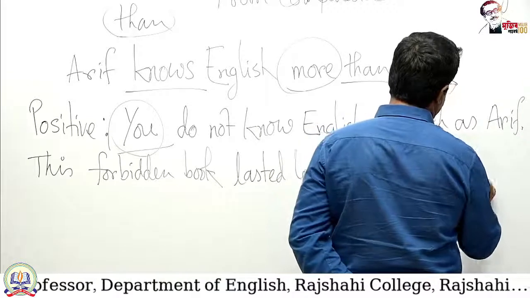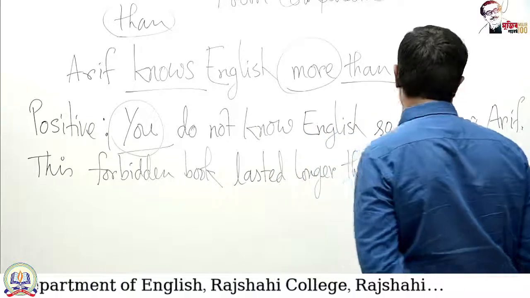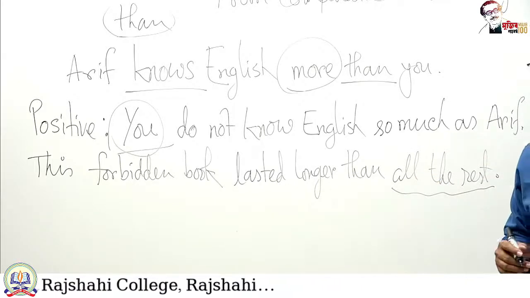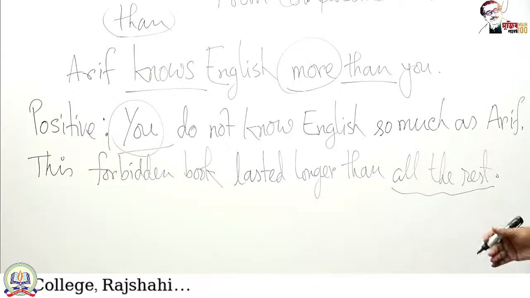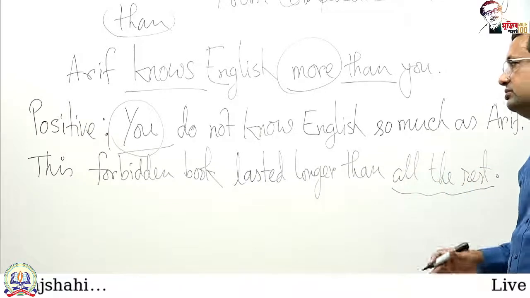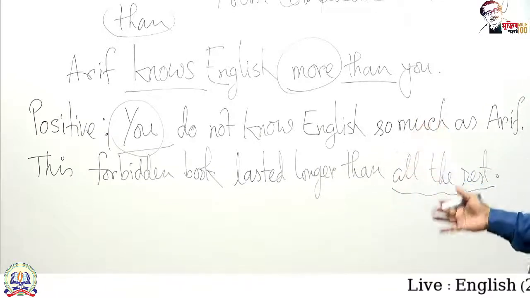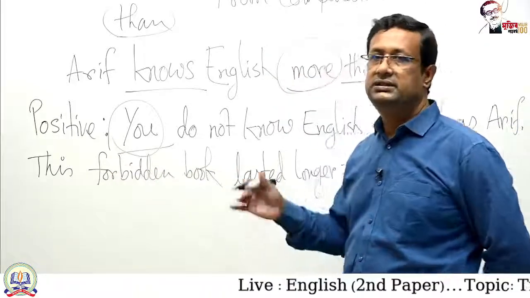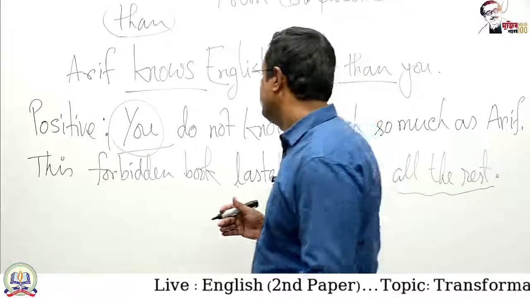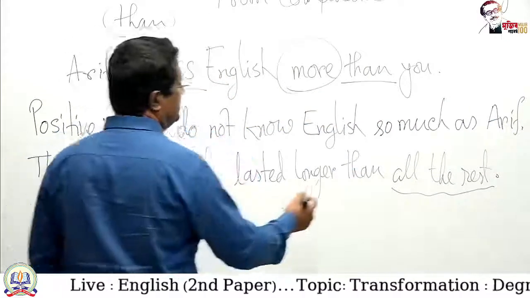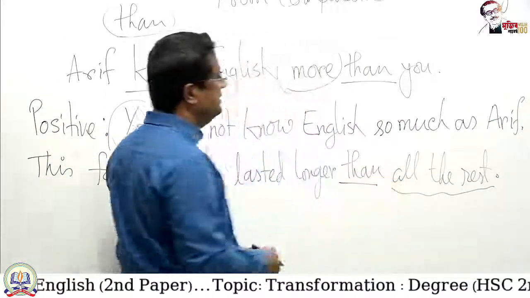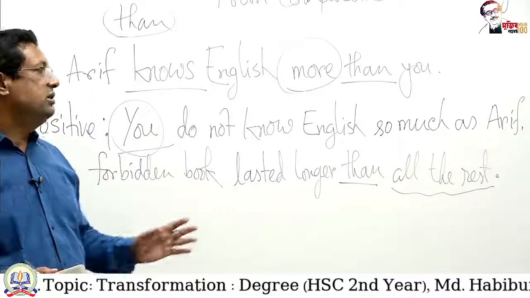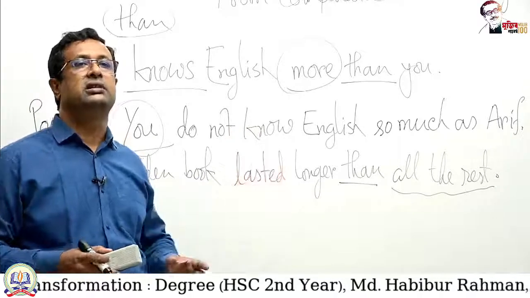All the rest. And what do you mean by all the rest? What is all the rest? All the rest actually some books. All other books than this forbidden book. This is just the expression. So, what will you do? You find here actually than all other books. So, what would you do in case of than all other books?